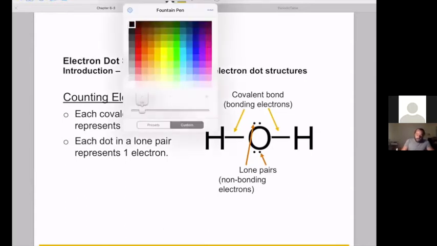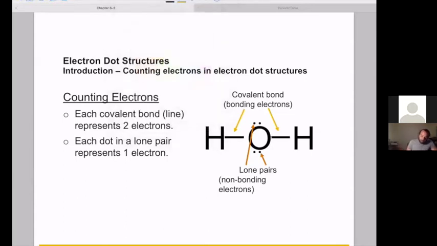Okay. Each covalent bond represents 2 electrons. Okay, that's that sharing pair of electrons that we saw in that chlorine molecule. So this represents 2 electrons and this represents 2 electrons. So that means that in our covalent bonds in this structure, we have a total of 4 electrons in covalent bonds.